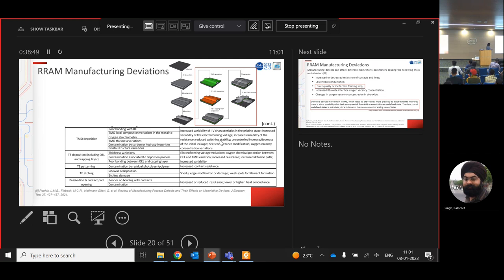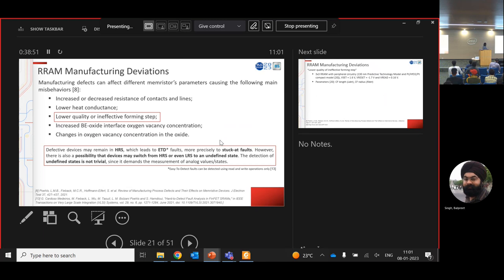So summarizing all this work, what you can observe is these five kinds of misbehaviors. You can have increased or decreased resistance of the contacts and lines, lower conductance, lower quality or ineffective forming step, because you can have some defects that can affect the initialization of the device.